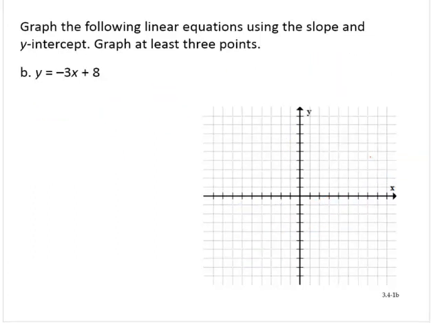y is equal to -3x plus 8. So the slope is -3, and the y-intercept is (0, 8). Let me put some scale on the axes here. We can easily plot the point (0, 8).